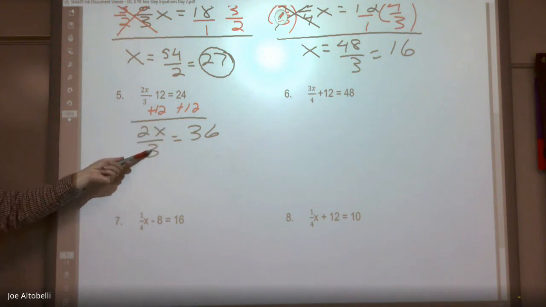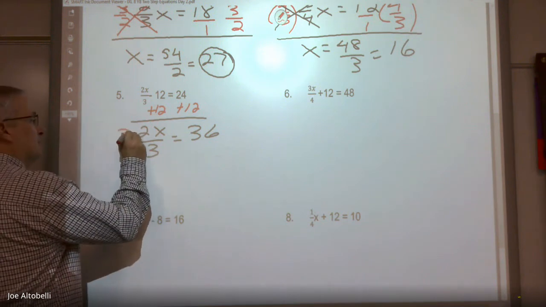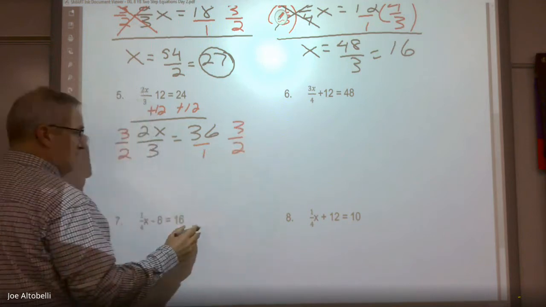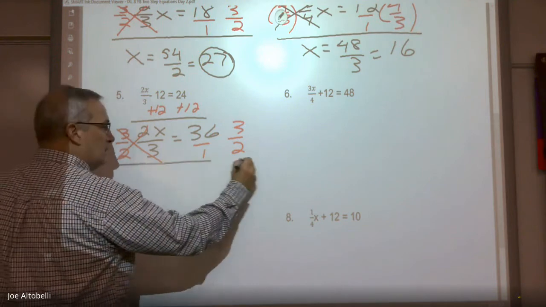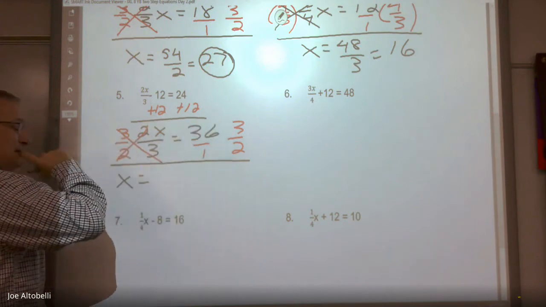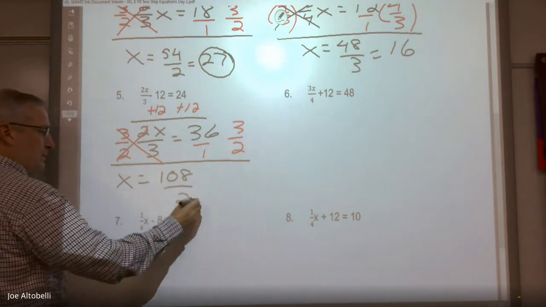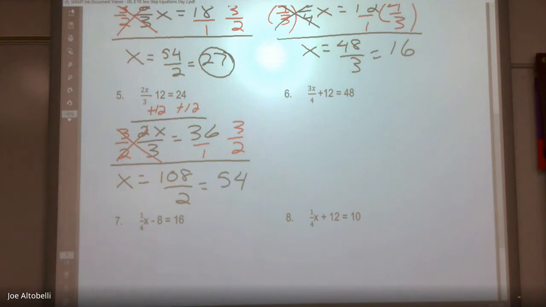But what am I going to do? Hopefully you recognize 2/3 here. Yes, multiply by 3/2. When I multiply by 3/2, it cancels. So I get x equals top times top, 108. Bottom times bottom, 2. And that is 54. So x equals 54.